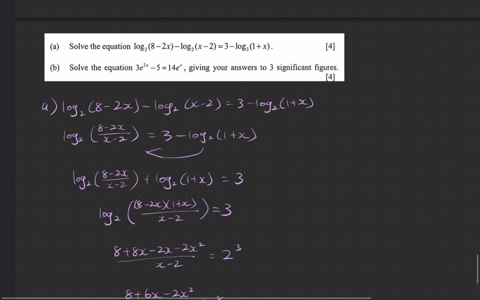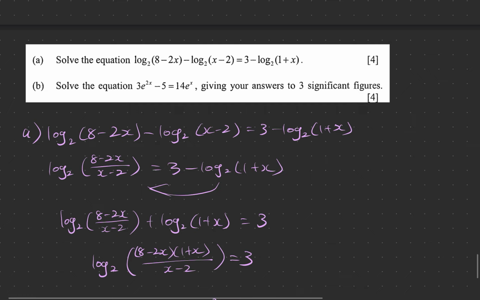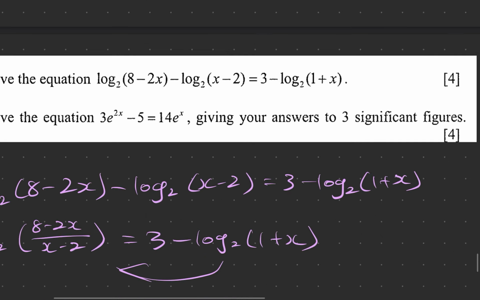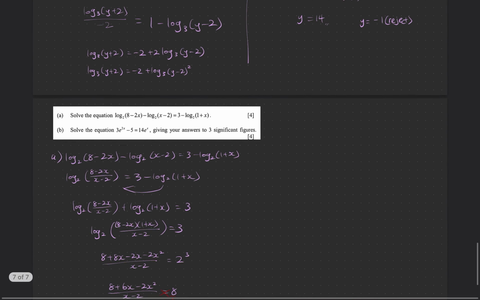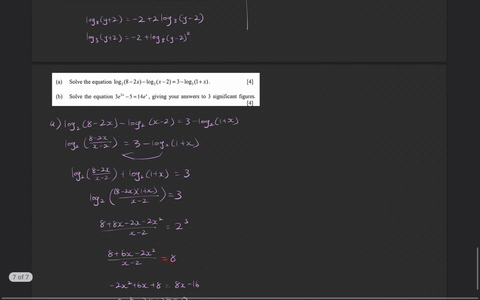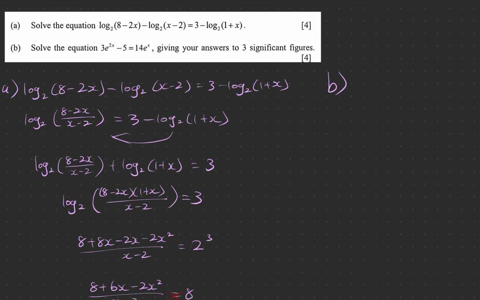And now we have to check. So if x equals negative 4, I don't think that's happening, because if x equals negative 4, I'll get log base 2 of a negative number. Yeah, you get it. So I'm going to have to reject that. Okay, so x can only equal 3. That's for part A. Now moving on to part B, which is our last question for today.